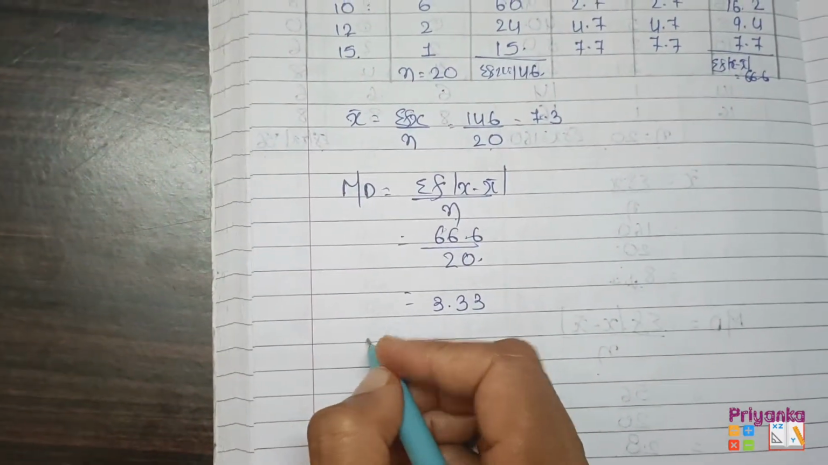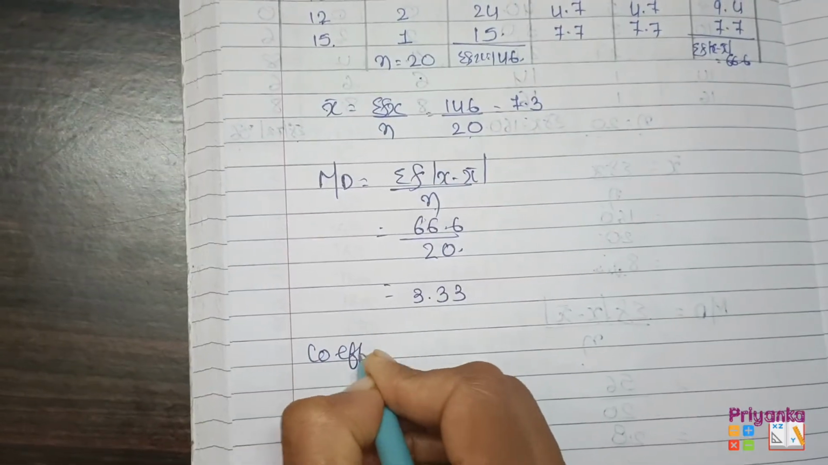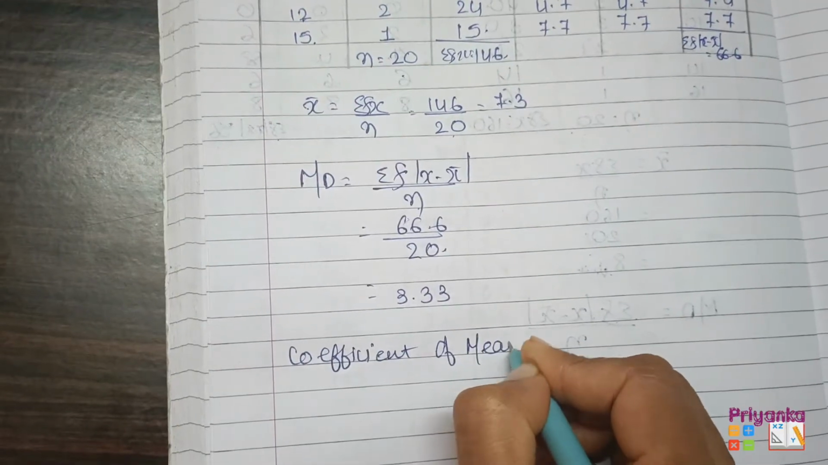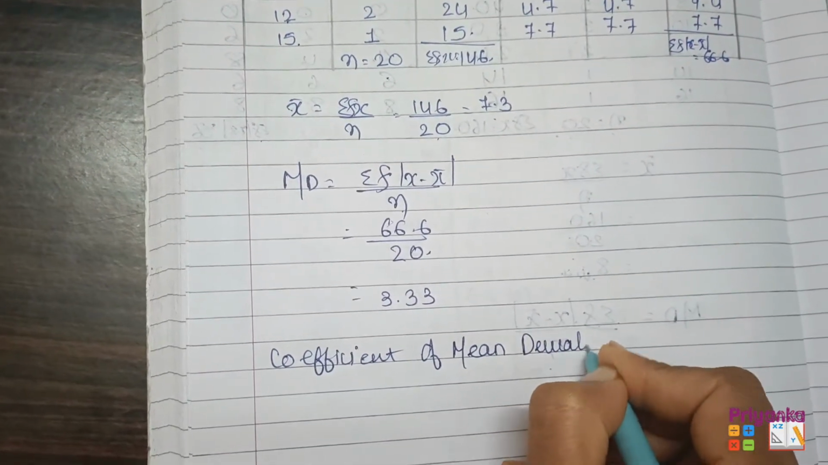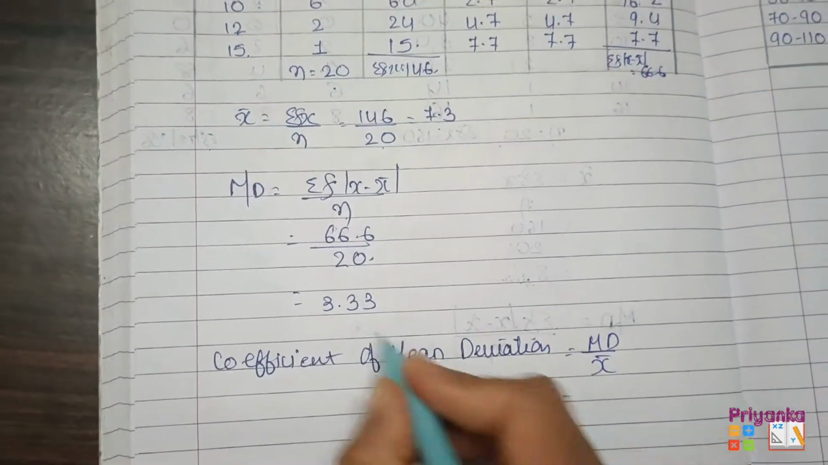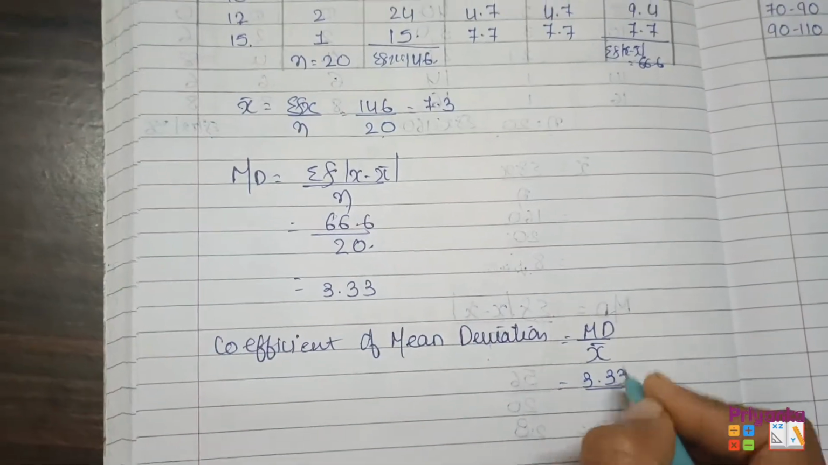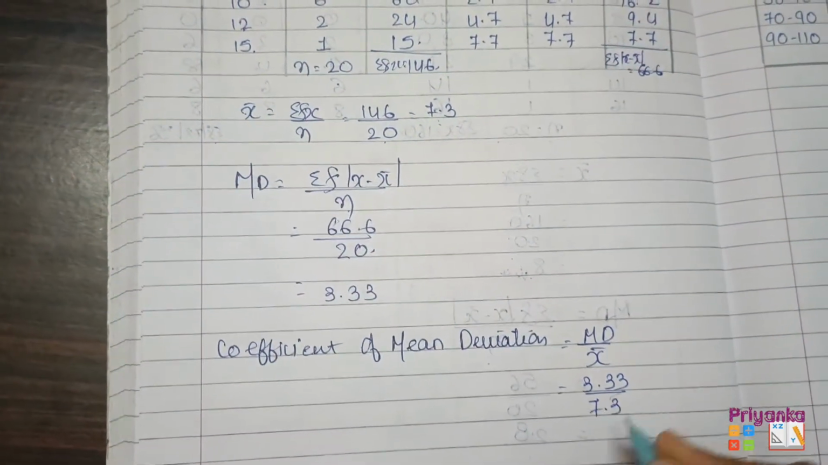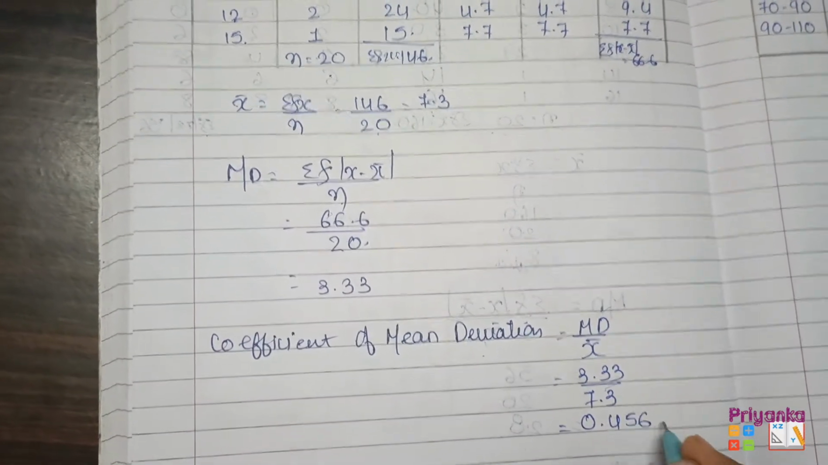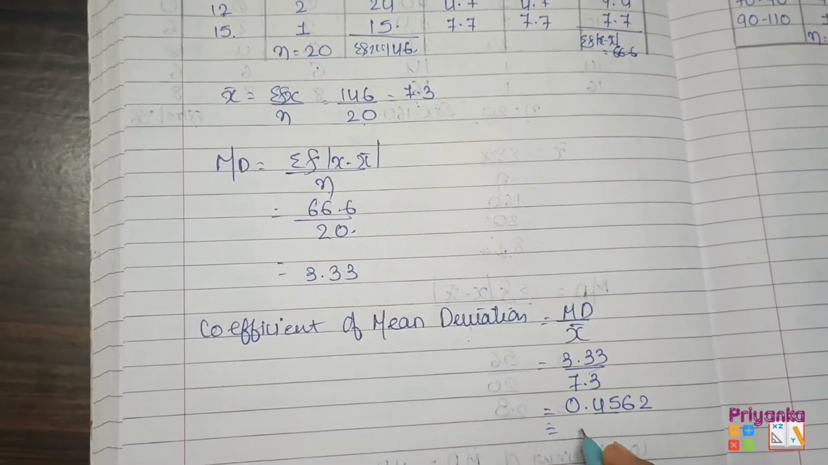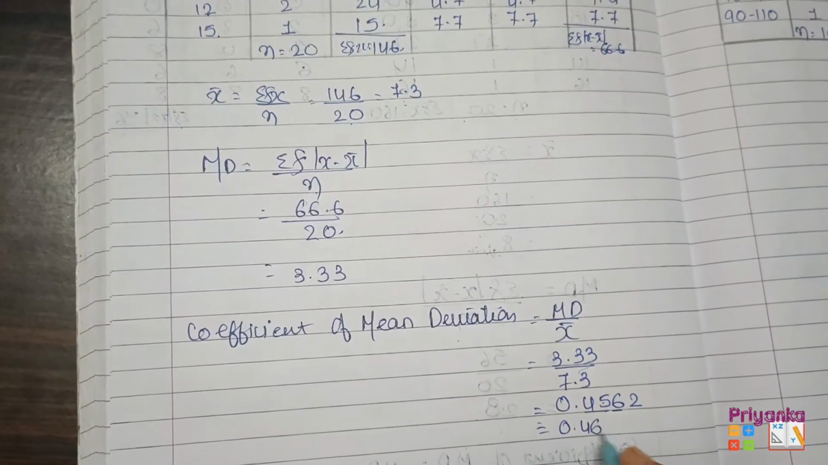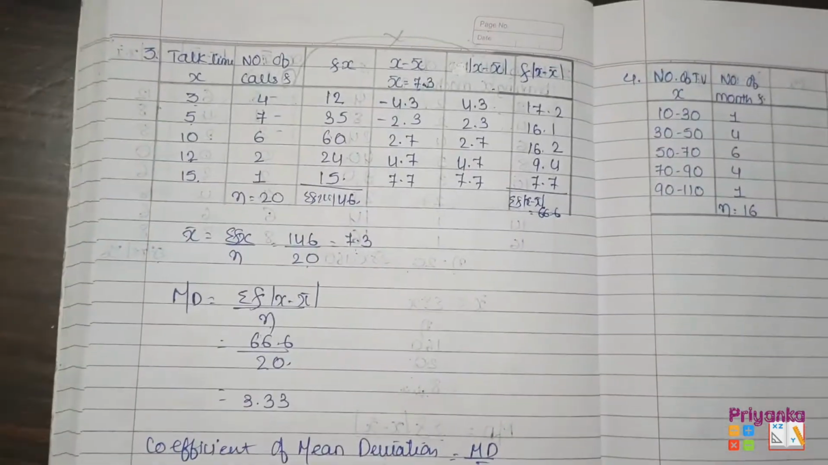Next we'll find the coefficient of mean deviation. That is mean deviation divided by mean. Mean deviation we just found is 3.33 and the mean we found before was 7.3. And here the final answer will be 0.4562. So just take 2 digits. If the third digit is 5 or more, the previous number will increase by 1 digit. So here we complete question number 3.